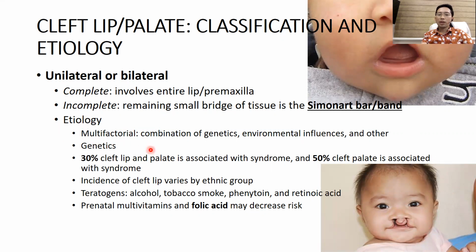It is actually multifactorial. It is a combination of genetics, environmental influences, and others. Remember that 30% of cleft lip and palate is associated with a syndrome, and 50% of cleft palate is associated with a syndrome. The incidence of cleft lip varies by ethnic group. And remember these teratogens. Number one, alcohol, tobacco smoke, phenytoin, and retinoic acid.